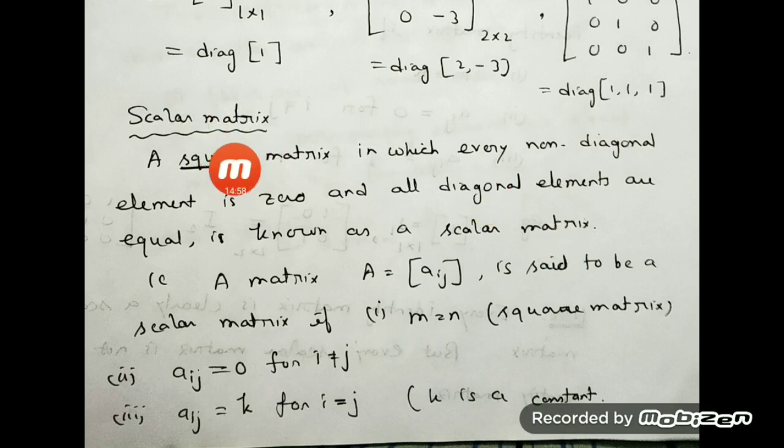Here what happened? It's a square matrix. Every non-diagonal element is 0. It is similar to the diagonal matrix, but one condition is different. All diagonal elements are equal. Got it? In the previous case, in the case of a diagonal matrix, they may be equal, they may not be equal, doesn't matter. But here all diagonal elements must be equal. Then it is known as a scalar matrix.